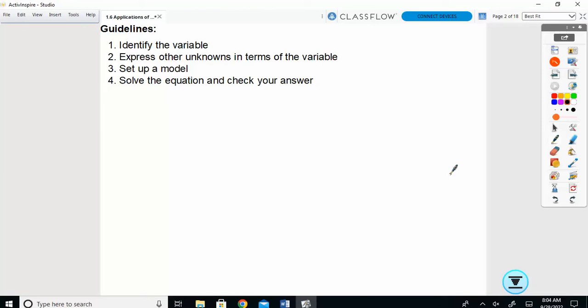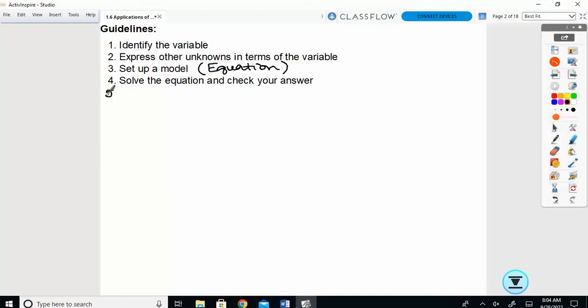Second thing, express the other unknowns in terms of the variable. So, we can't have x and y in the same equation and be able to solve it. So we only want one variable at a time, so if there's multiple things we don't know, we'll put them all in terms of one variable. Third step is set up a model, or that's like writing your equation. Then we will solve and check our answer, make sure it's reasonable.